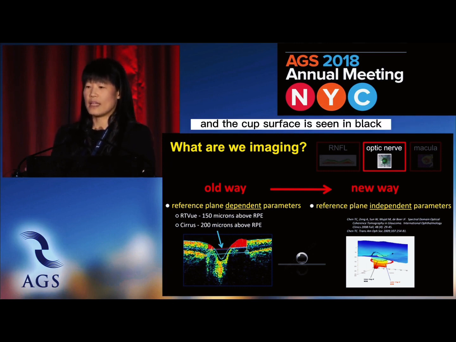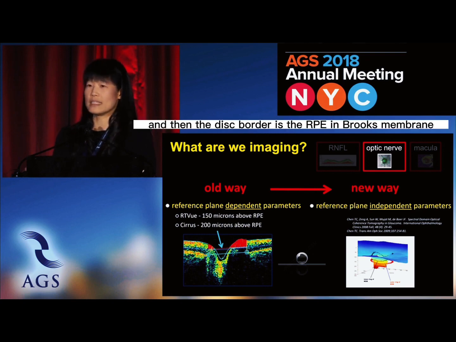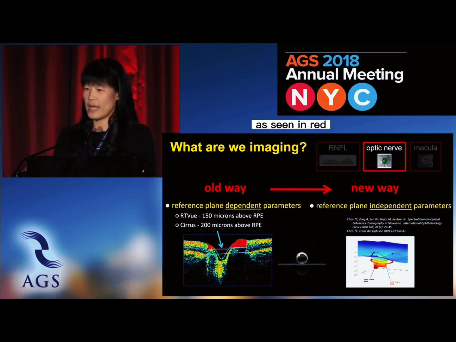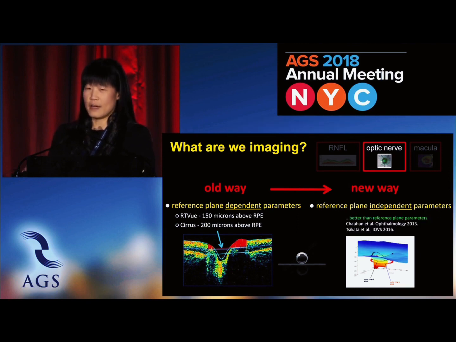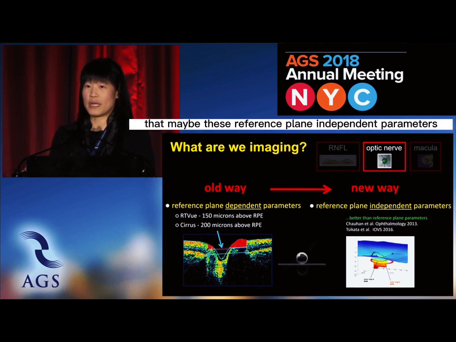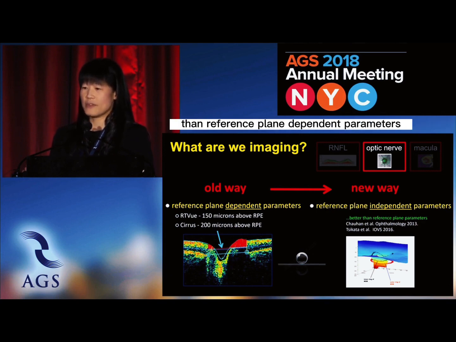and the disc. And the cup surface is seen in black here on the lower right, and then the disc border is the RPE and Bruch's membrane seen in red. So with that, other research before, as well as our group, has shown that maybe these reference plane independent parameters may be better diagnostically for the neuroretinal rim than reference plane dependent parameters.